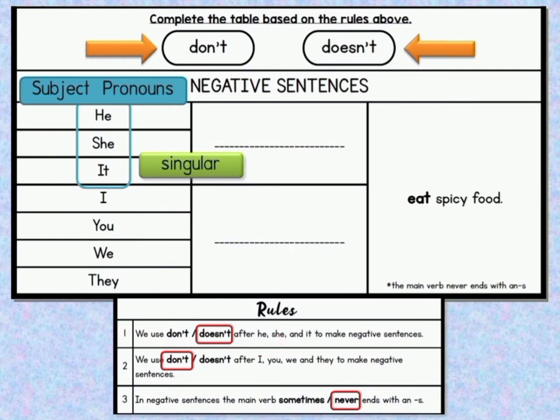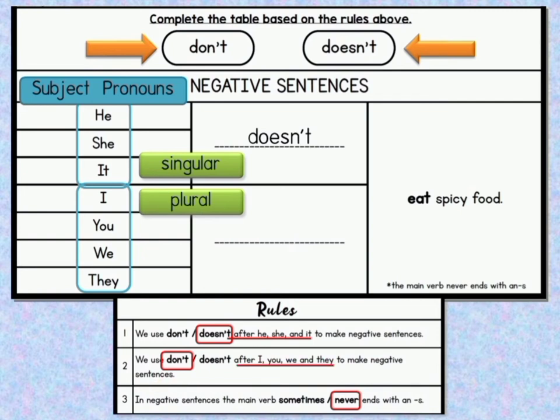Now look at the rules. Number 1, we use doesn't after he, she and it to make negative sentences. So the empty space here is doesn't. Look at I, you, we, they. These are our plural subject pronouns. So look at sentence 2. We use don't after I, you, we and they to make negative sentences. This is our keyword. So our answer is don't.